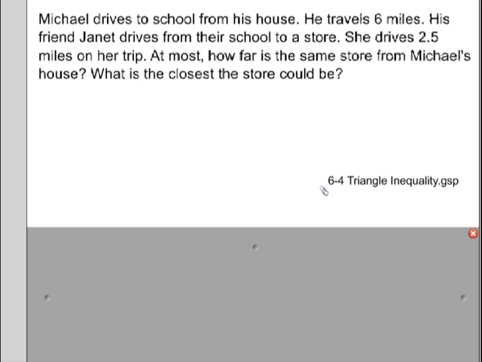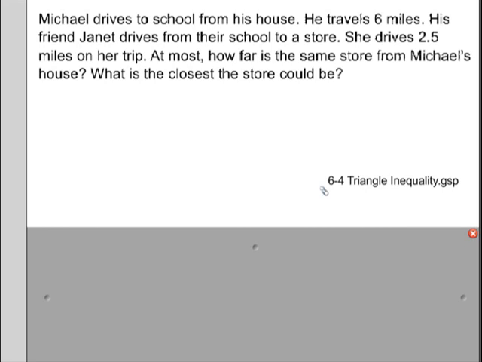So to start, let's take a look at this problem. I'm going to read it to you in case you can't see it on the video. It says Michael drives to school from his house. Directly there, straight there, and he travels 6 miles. His friend Janet drives from their school to a store, straight to the store in some direction. She drives 2.5 miles on her trip. At most, how far is that store from Michael's house? And what is the closest the store could be?